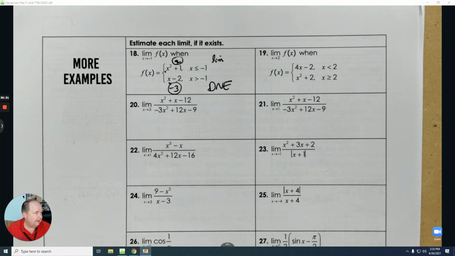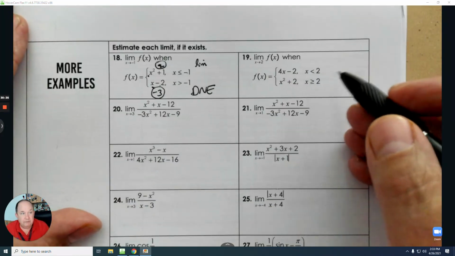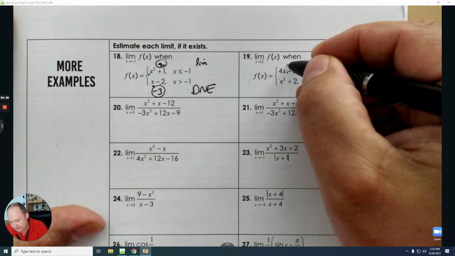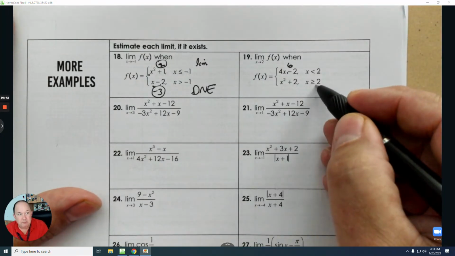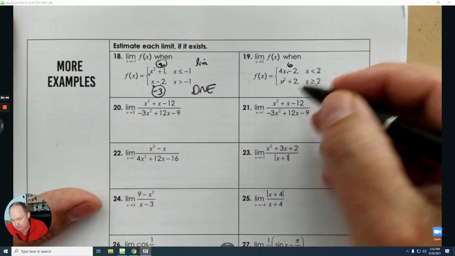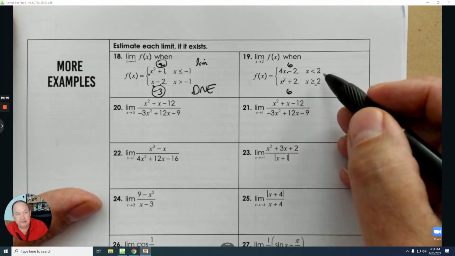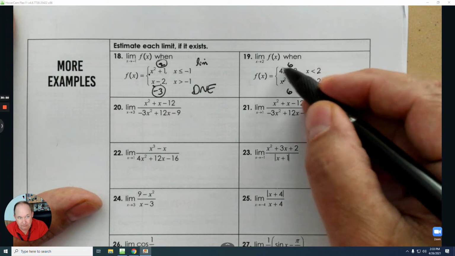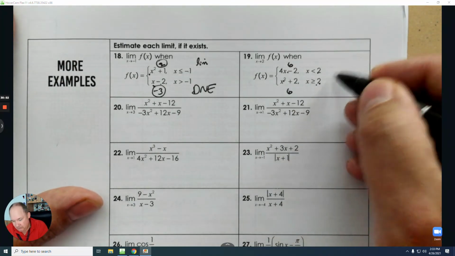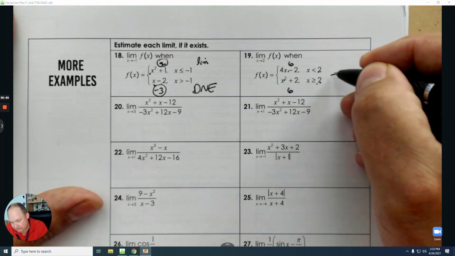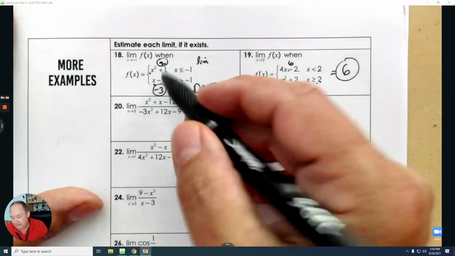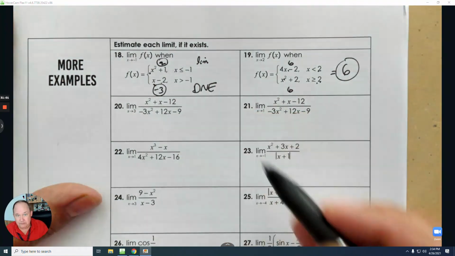All right, let's look at it again. For this one, if you plug 2 into the top, 4 times 2 is 8, take away 2 is 6. Plug 2 into the bottom, 2 squared plus 2 is also 6. So this is from the left, this is from the right. They both agree what the answer is. So the answer to this is 6, because there's an agreement to the answer. Here they disagree, so the limit doesn't exist.